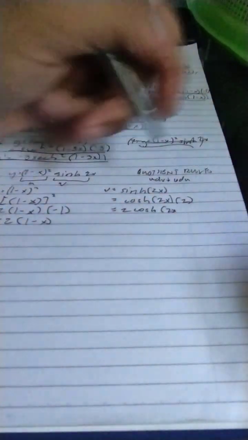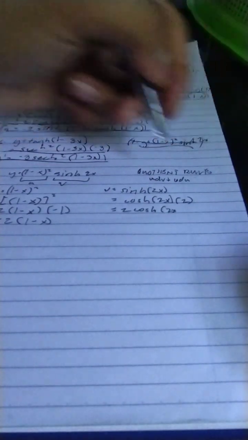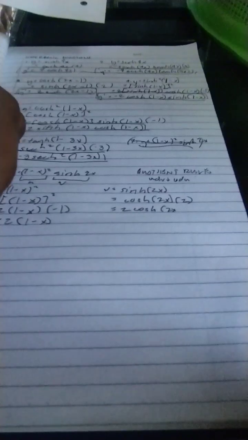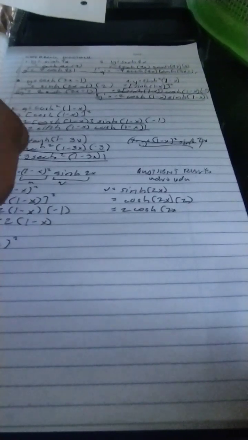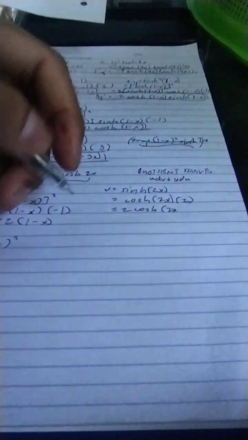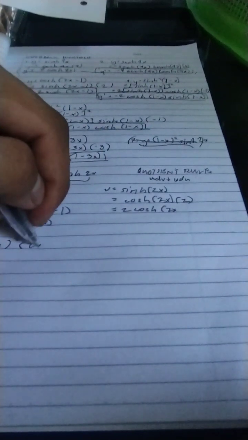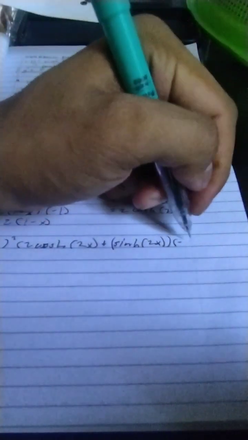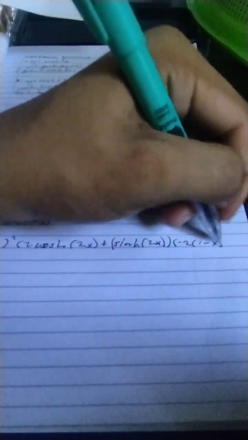Now first we use the UDV rule, the quotient rule, the UDV plus VDU. Now our u is 1 plus x squared, then the derivative of v is 2 hyperbolic cosine in the angles of 2x, then plus copy the v, hyperbolic sine in the angles of 2x, then the derivative is negative 2 times 1 minus x.